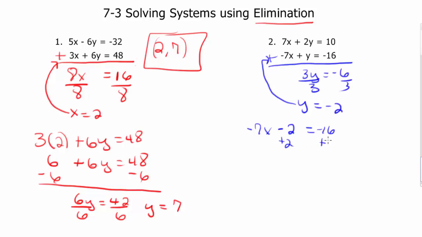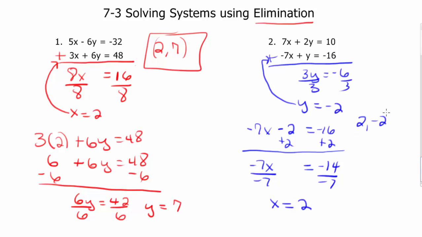Add 2. So you really have to know how to solve those equations. If you don't know how to solve equations, or that's something you struggle with, you really need to come see me before school. Divide by negative 7. X equals 2. So 2, negative 2 is your point. And yes, you have to write that part. 2, negative 2.